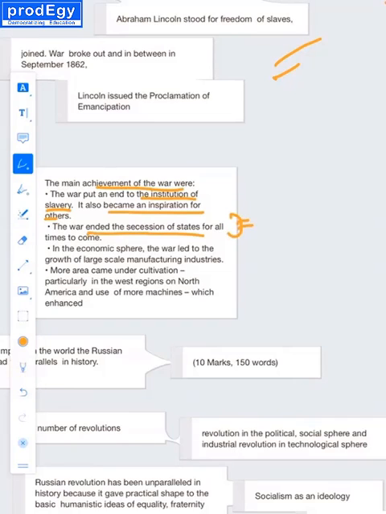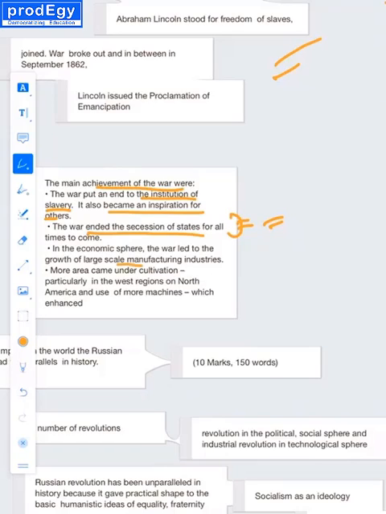This war consolidated the American Federation. Whenever you are establishing a federation or a union, initially there can be attempts by different units of the federation to move away from the federation, but after defeating the 11 Confederate states, it consolidated the American Union or American Federation and put an end to the secessions of states for all time to come.